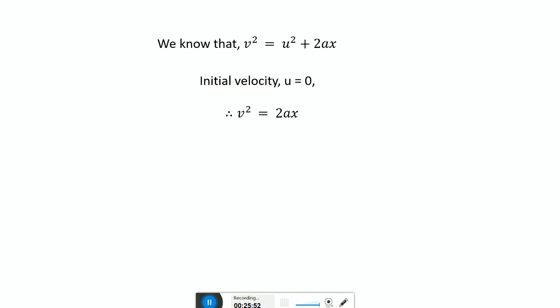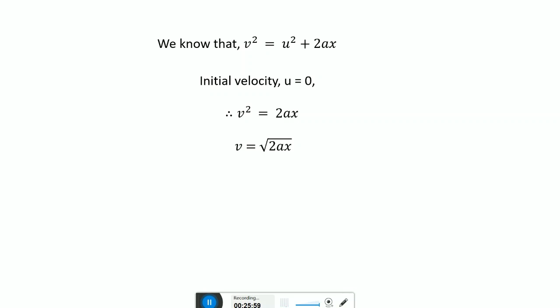Then from equation of motion, that is v square is equal to u square plus 2ax, where v is final velocity, u is initial velocity, a is acceleration, and x is displacement or distance. But initial velocity u is 0. So we get v square is equal to 2ax, or v is equal to square root 2ax.